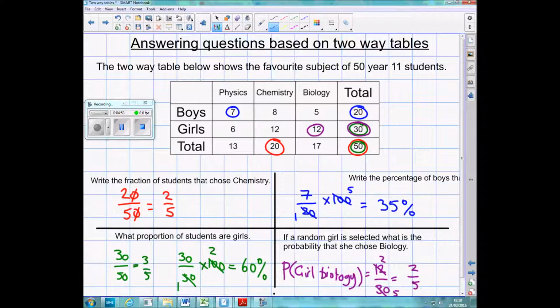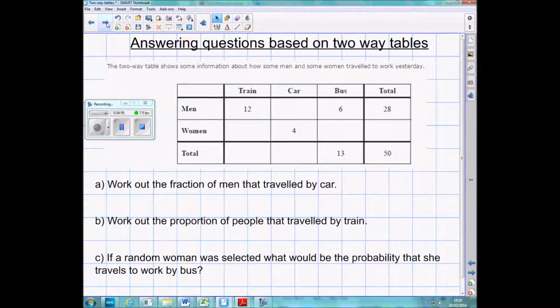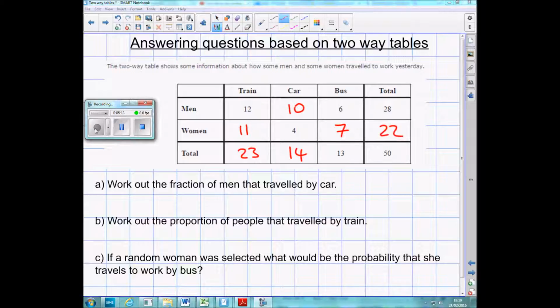Right, so what I want you to do now is to have a little look at this question and pause the video, have a go, and we'll go through the answers in a moment. Okay, so to start with, before we answer any of these questions, we have to complete the two-way table. So as soon as we've done a lot of practice on this, I'm just going to do the answers right now. Okay, so there we go. Those are the answers to the missing values in the two-way table.